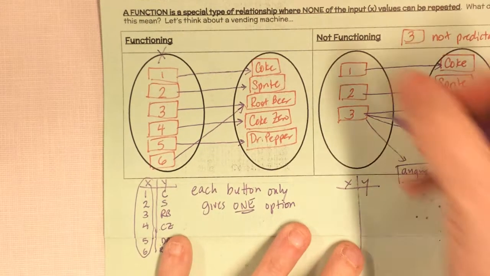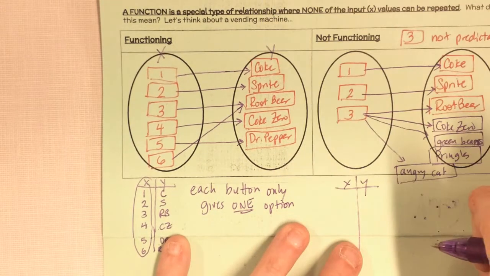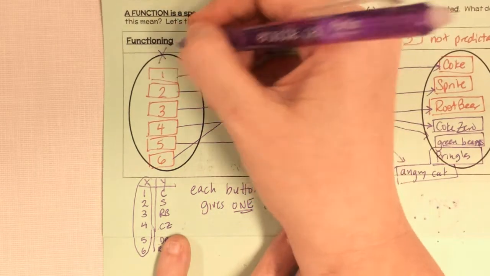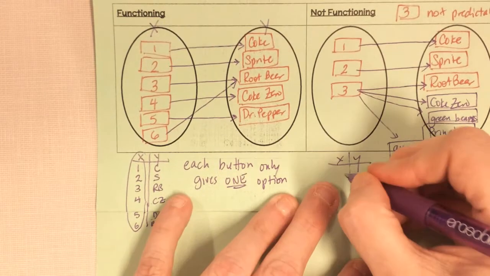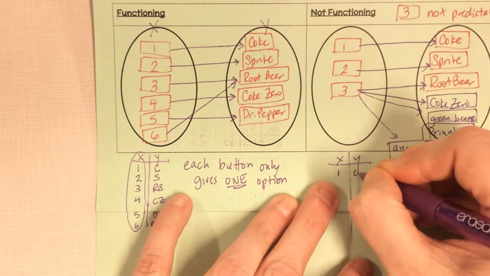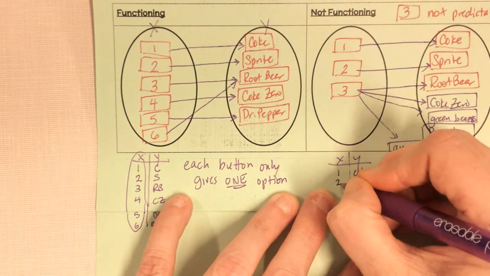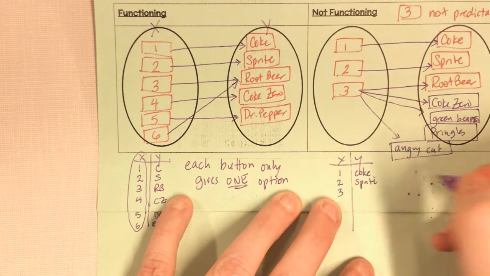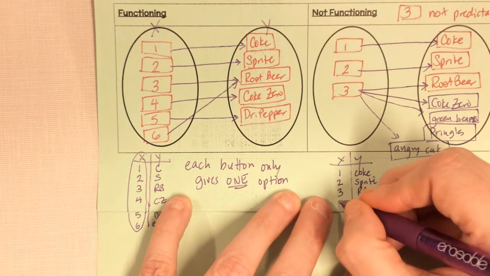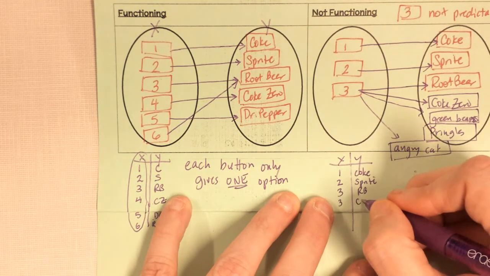And just to be clear, this is my X. The first one is my X. The second one is my Y. This is my input or my button, and this is my output or what comes out of the Coke machine. So for this one, if I hit the 1 button, I get a Coke. Yay me. If I hit the 2 button, I get a Sprite. Very exciting. If I hit the 3 button, I get a root beer. If I hit the 3 button, I could also get a Coke Zero.